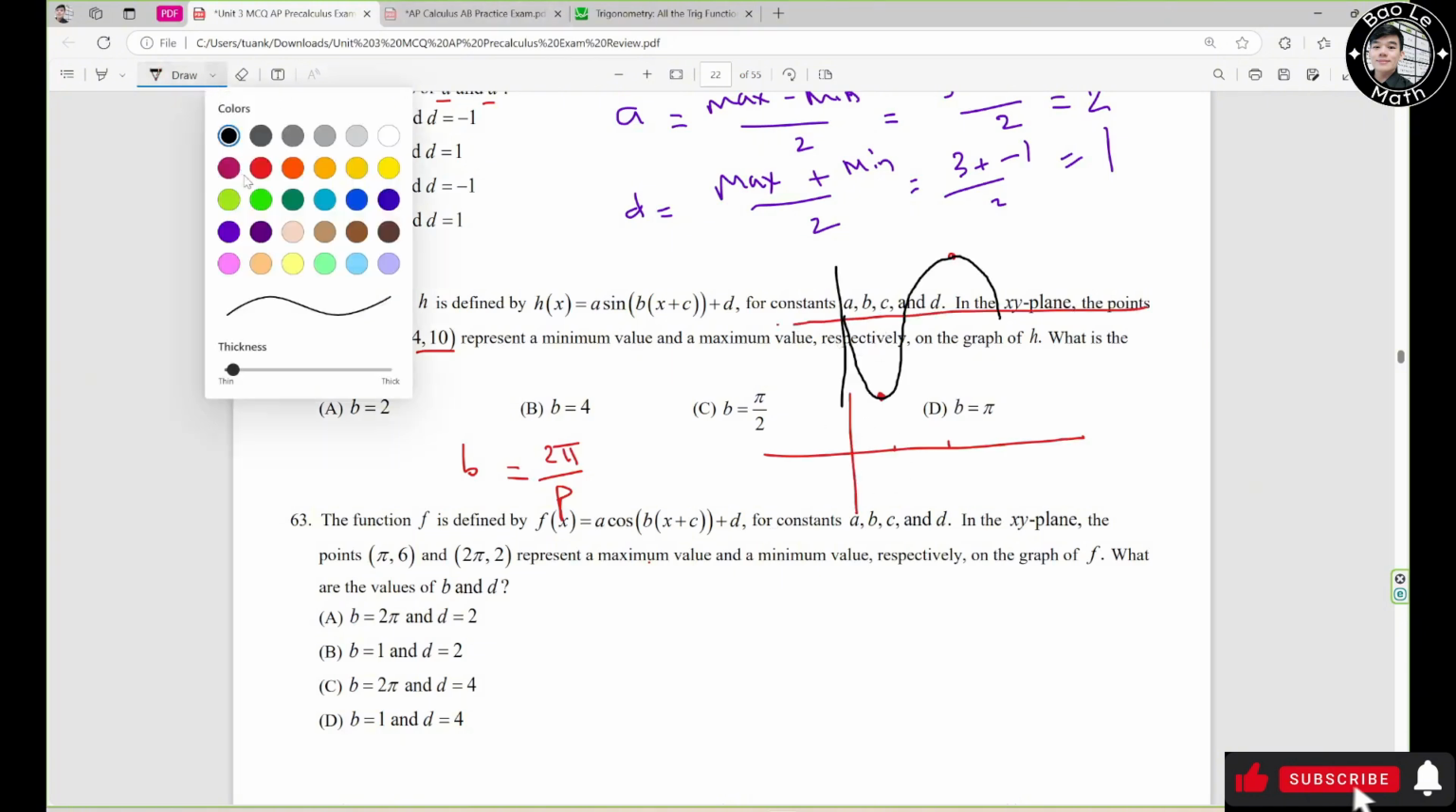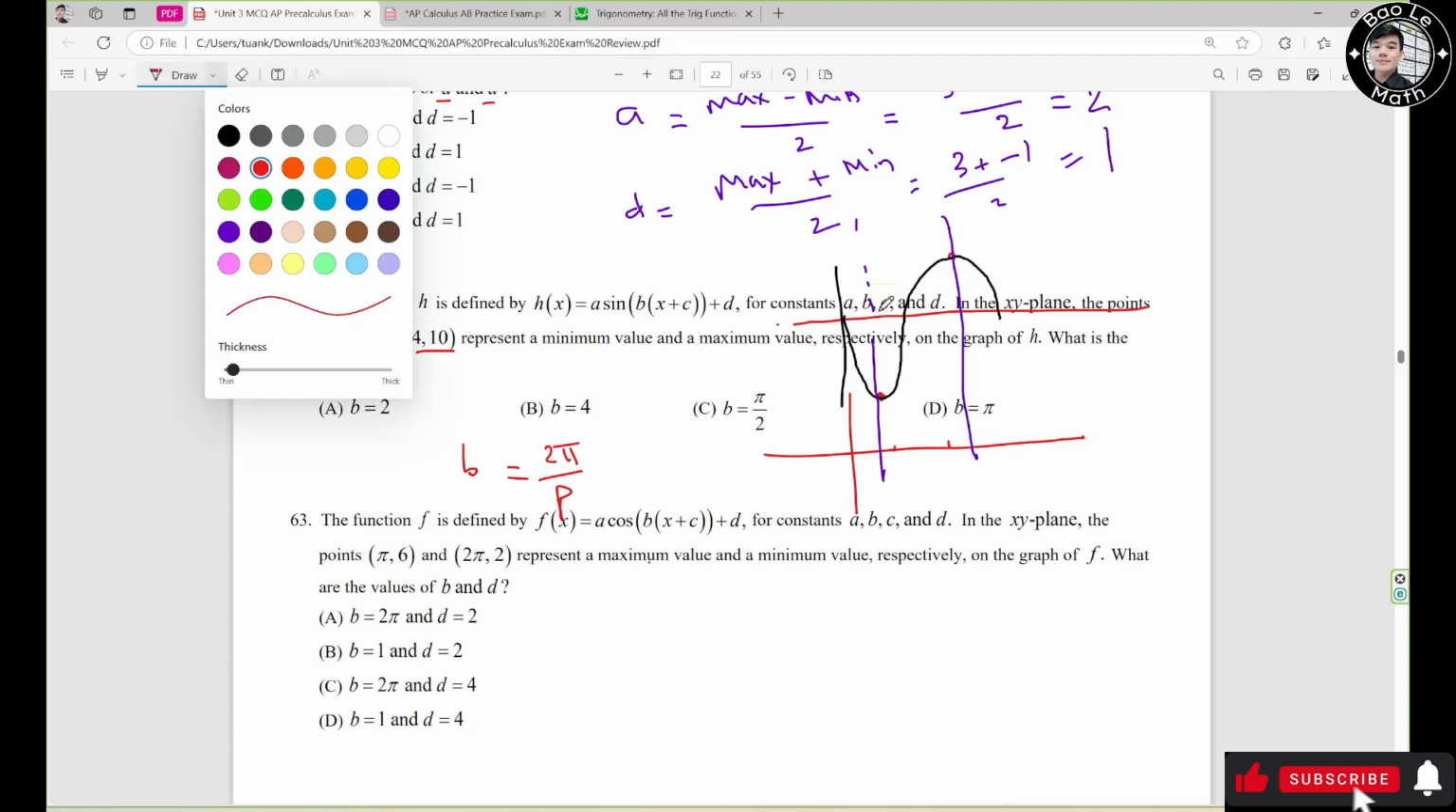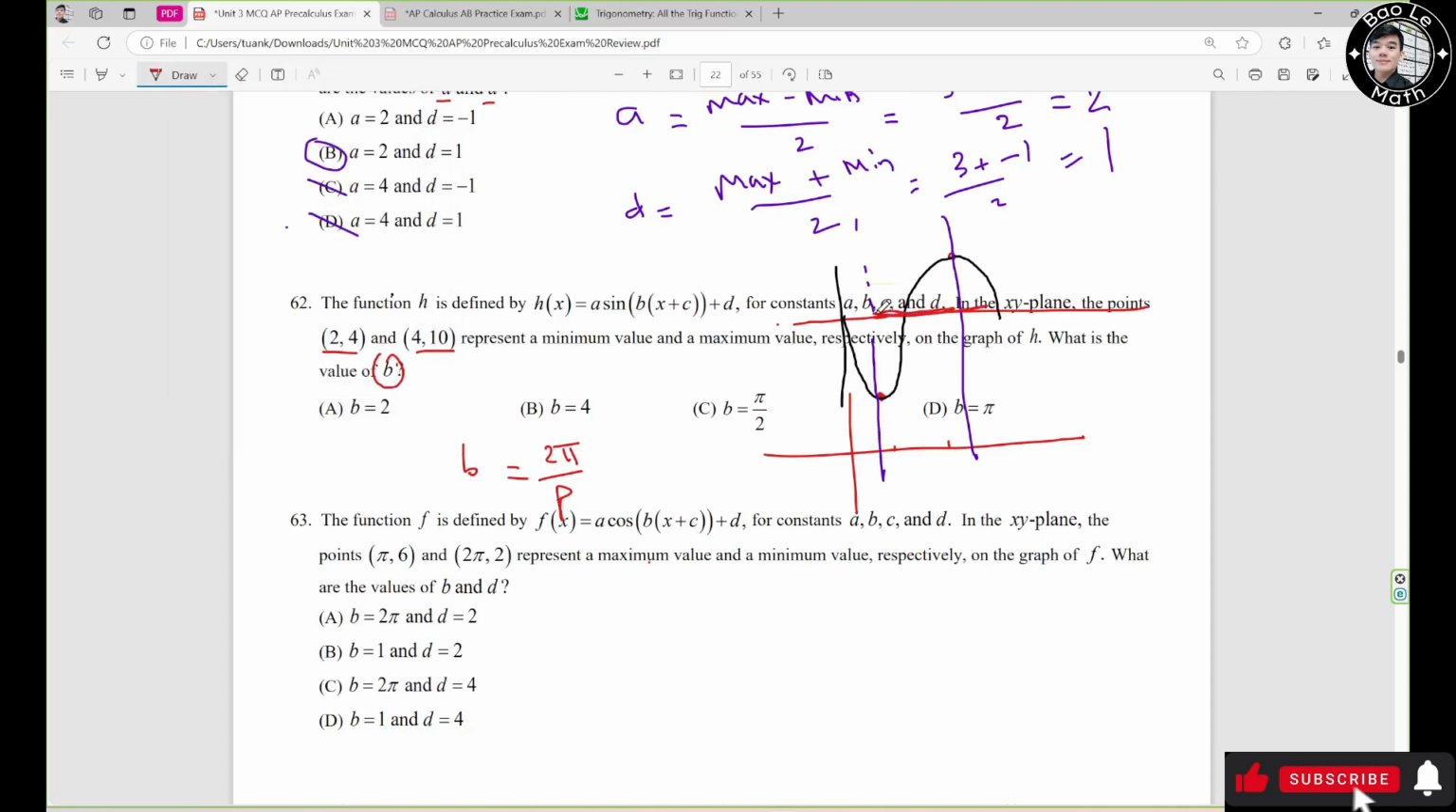Keep in mind, the period is the distance between the s values of the minimum and the maximum, multiplied by 2. So it's the distance from here to here. This one is 2 and this one is 4. You take 4, subtract 2, and it's 2, which is the distance. You multiply by 2 to get the period, which is 4. After you have the period, plug it in: 2 pi divided by 4, which is pi over 2. So the answer must be C.